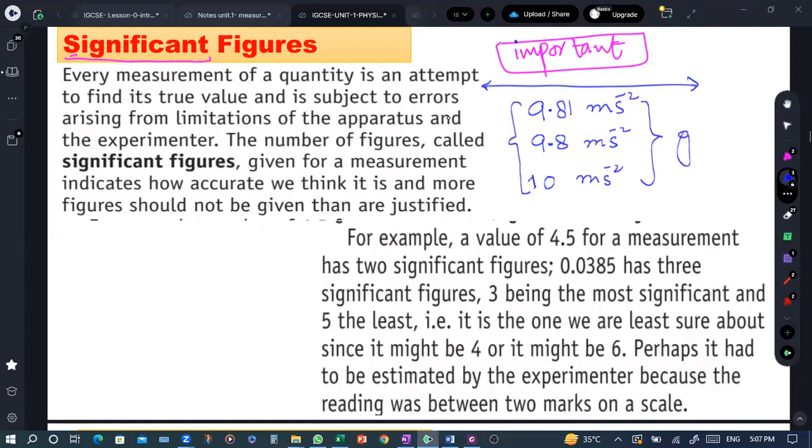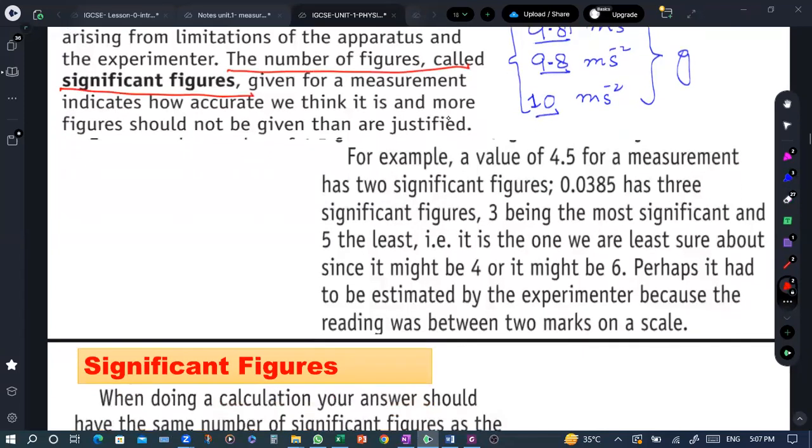In your syllabus, we use 10. Later on, we will use 9.8, then 9.81. So all of them are the same thing. But how many digits are important for me? This is called your number of significant figures. So in any data, the important number of figures which can represent that data with accuracy is called your significant figure.